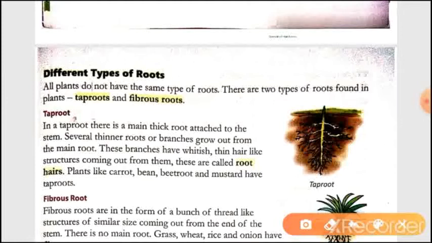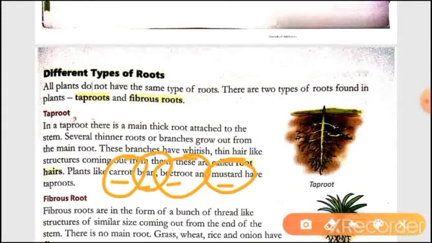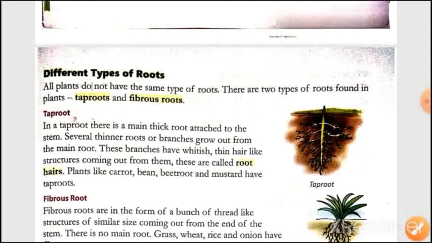Plants like carrot, beans, beetroots and mustard have tap roots. So these are the plants: carrot, bean, beetroots, mustard. Mustard is sarso, beetroot is chukandar, bean is phali and carrot is gajar. So these are the plants which have tap root.